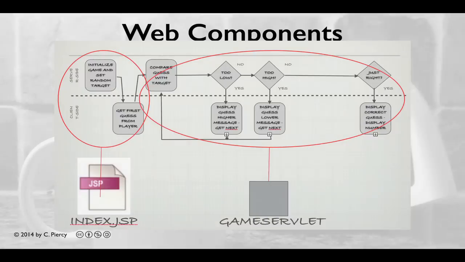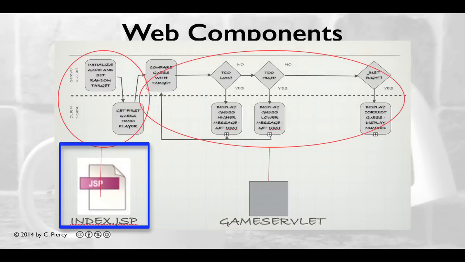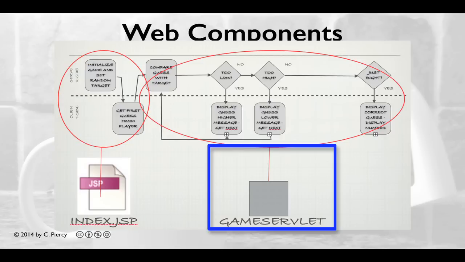We can also see here that we'll be making two other components. We've already created an index.jsp, which will initialize all the game numbers needed in the games, and then provide a form to allow the player to make the first guess. The rest of the game will be controlled, and the view will be displayed using a game servlet component. It will compare the guess, determine whether it's too high or too low, and give the appropriate response, and if it's not correct, provide a form for a next guess. And then finally, let the player know if they got it right and how many guesses it took.